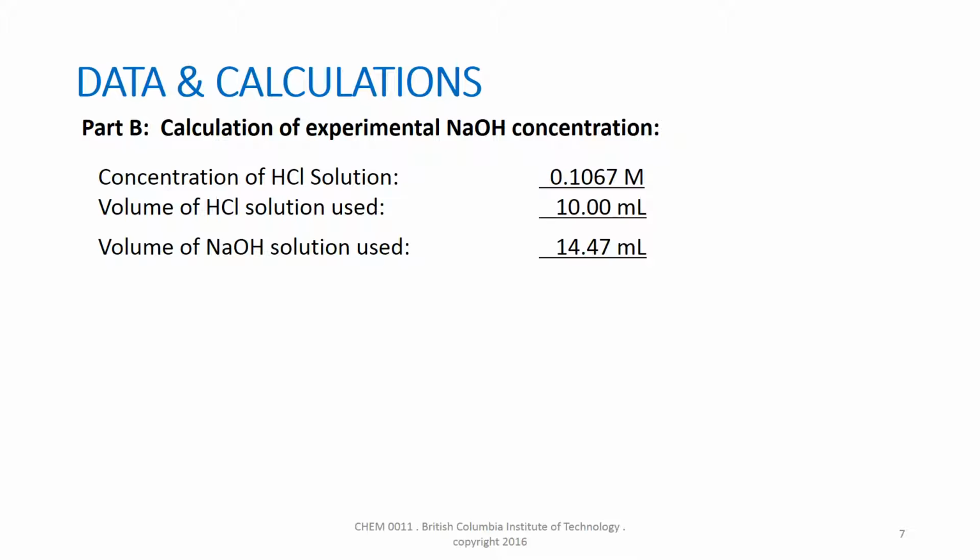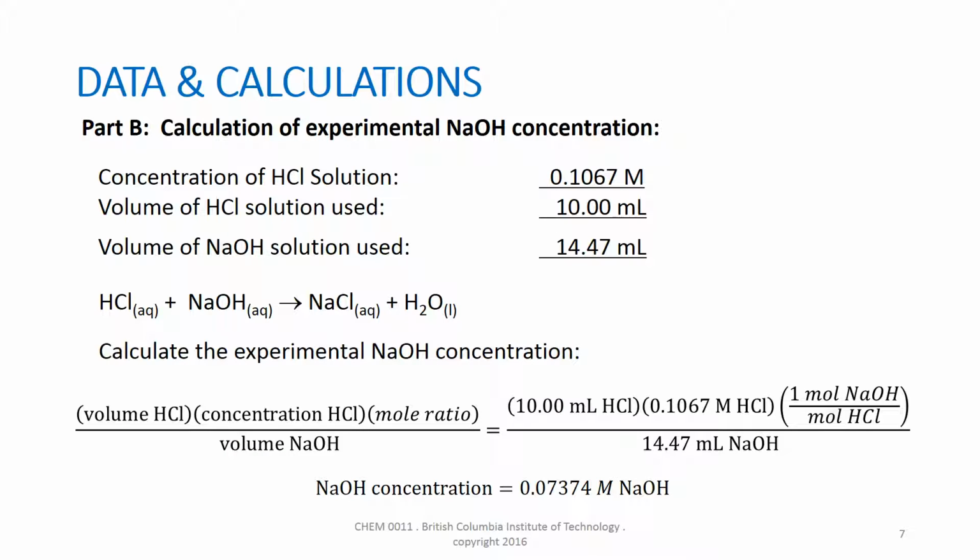To calculate the experimental NaOH concentration, the balanced titration reaction is needed. In this case, the balanced titration reaction is HCl plus NaOH react to form NaCl and water. Since the reaction is 1 mole of HCl to 1 mole of NaOH, at the equivalence point, the moles of NaOH added from the buret must be equal to the moles of HCl initially present in the Erlenmeyer flask. The experimental concentration is calculated by the volume of HCl times the concentration of HCl times the mole ratio divided by the volume of NaOH. In this case, the experimental NaOH concentration is 0.07374 molar.